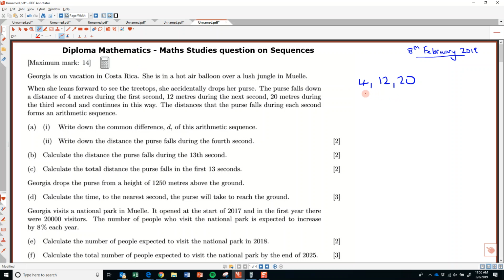for the arithmetic sequence. So the common difference is 8, okay, because we're adding 8 each time. So common difference D is equal to 8. Okay, write down the distance that it falls in the fourth second. So add on 8 and we get 28. So U4 is equal to 28.